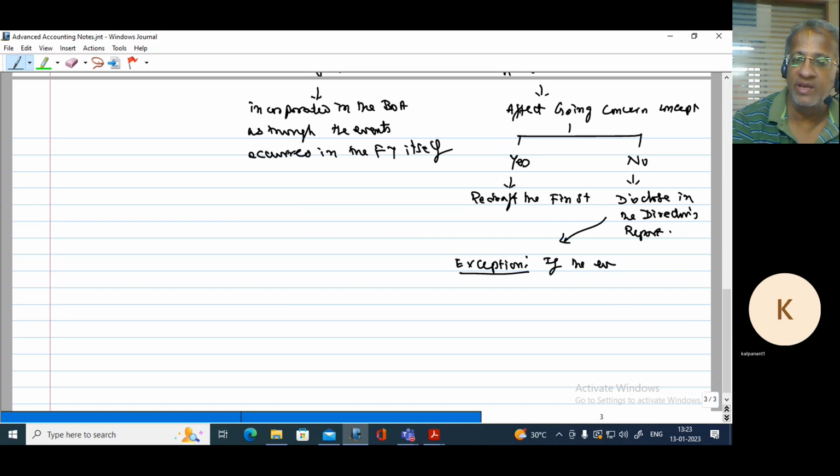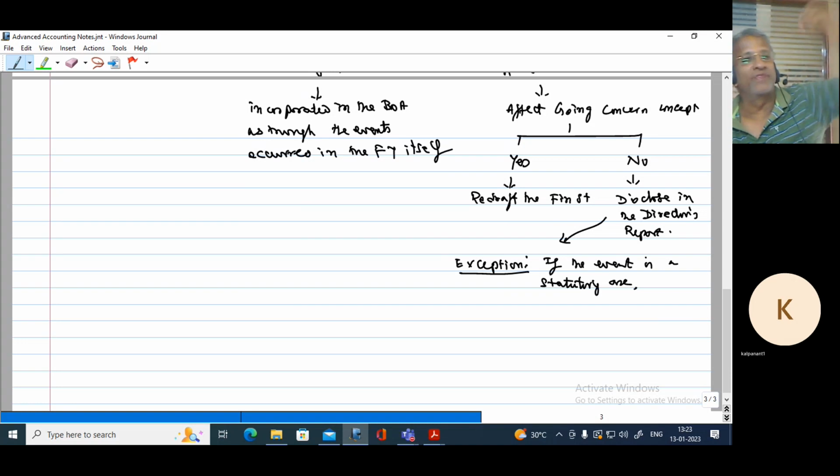If the event is a statutory one, where the Government of India says that ESI and PF should be increased by 15% retrospectively, mere disclosure will not be sufficient. It is a prudent practice that it should be adjusted in the books of accounts. Even though it is non-adjusting, falling under the exceptional category, it should be adjusted in the books.